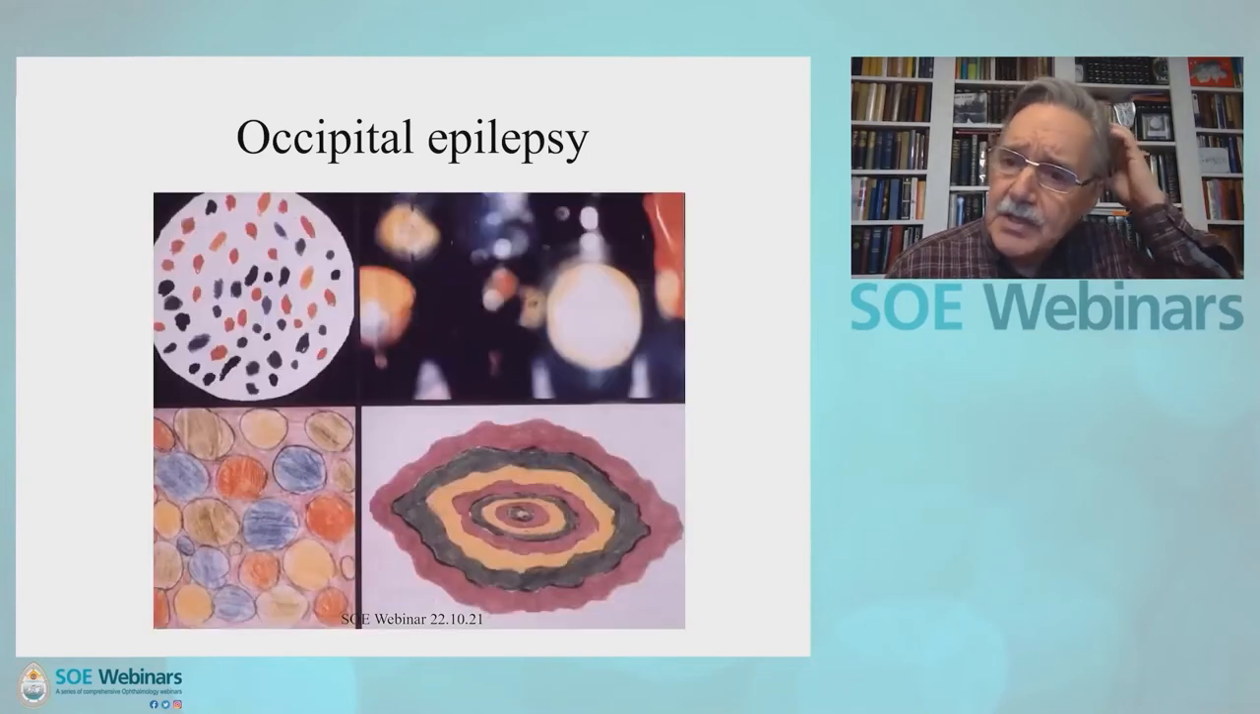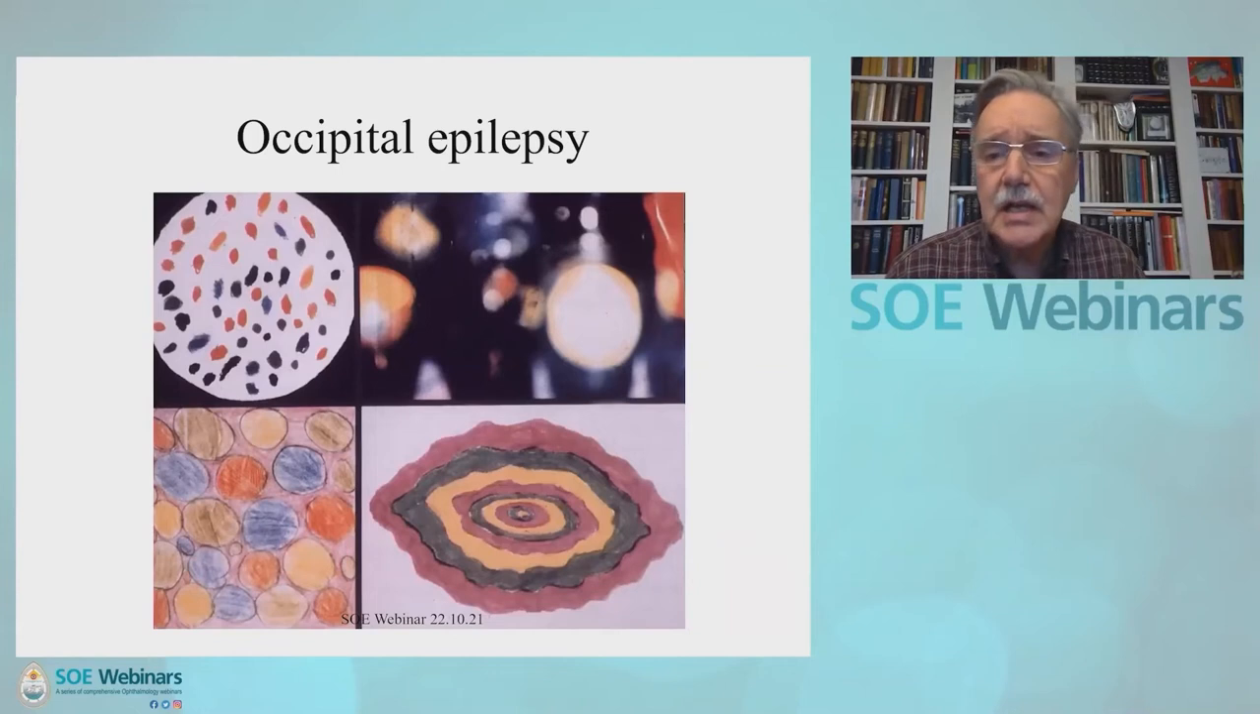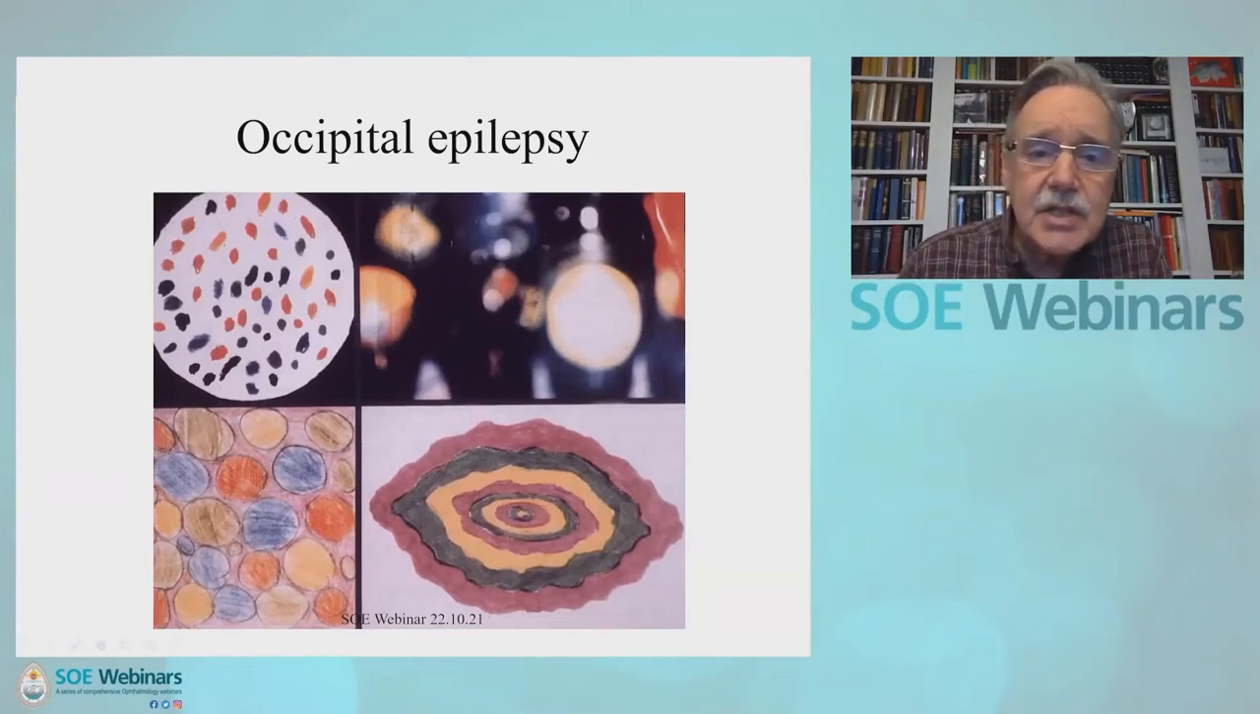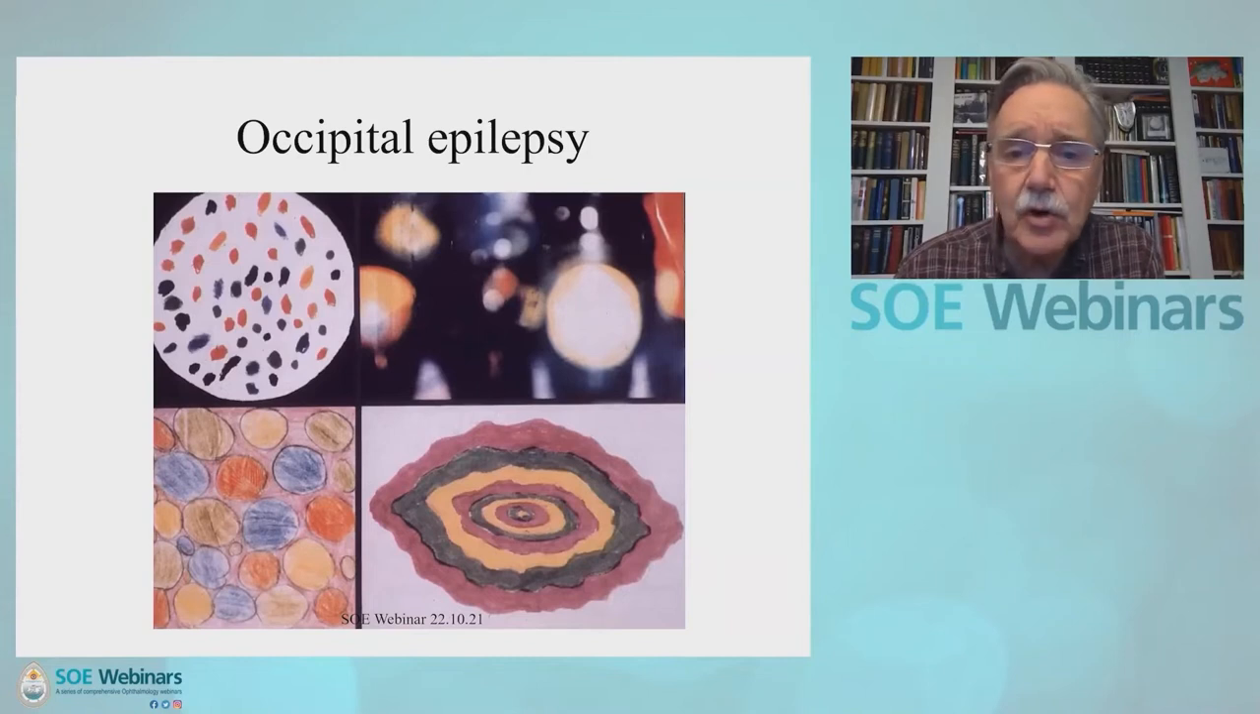And Panayiotopoulos, who was an epileptologist working at St. Thomas's, one of my hospitals in London, asked some patients with occipital epilepsy to make drawings. And you can see here that these two patients drew these multiple multicolored blob shapes, nothing like the zigzags of migraine aura.